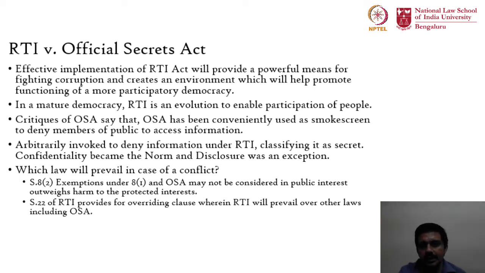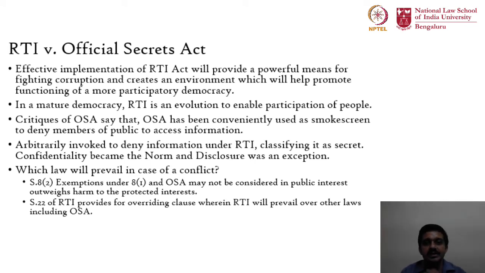If you look closely, the provision prohibits the authorities from giving out the information which is prejudicial to the interests of the country. On the other hand, the primary objective of the Official Secrets Act is to protect information which could be prejudicial to the safety and security of the country.